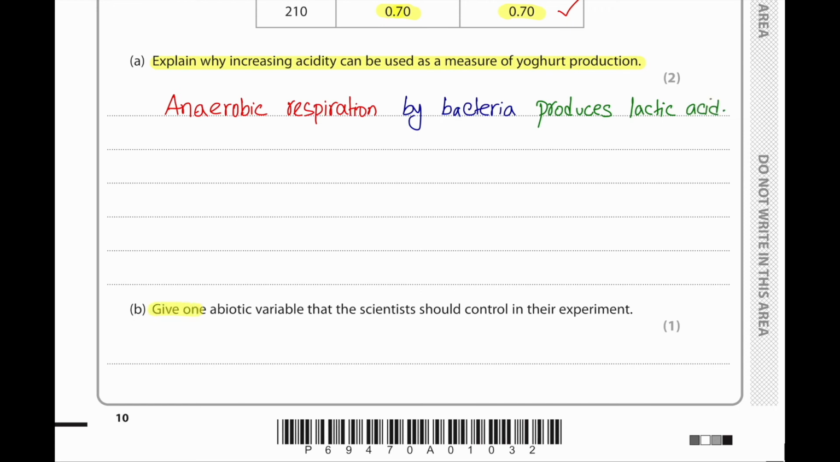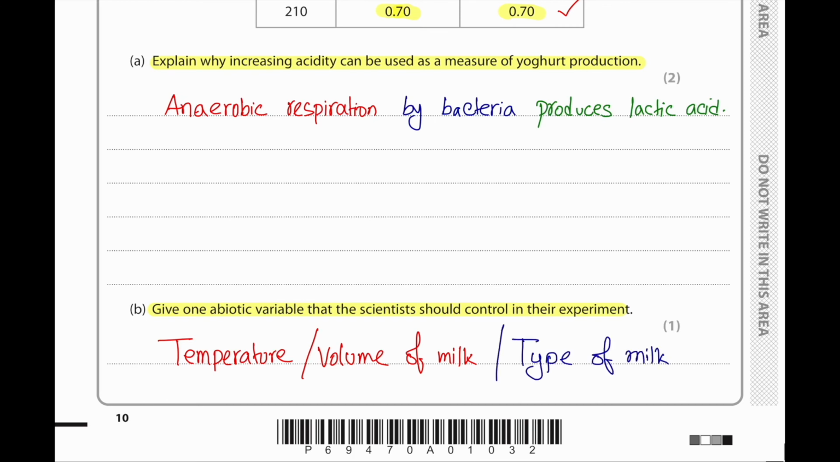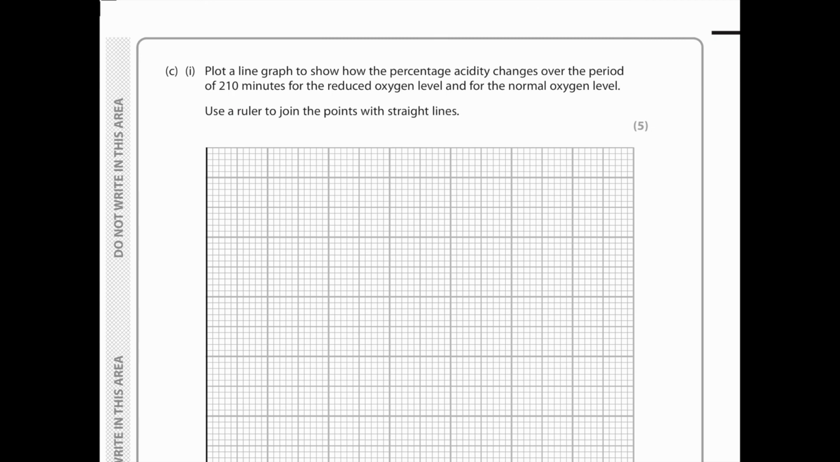Part B. Give one abiotic variable that the scientists should control in their experiment. There can be other points as well, apart from temperature: volume of milk, type of milk. Lactose content of the milk can also be monitored. It has to be similar in all experiments. The starting pH should be similar in all experiments. The source of the milk should be similar in all experiments as well.